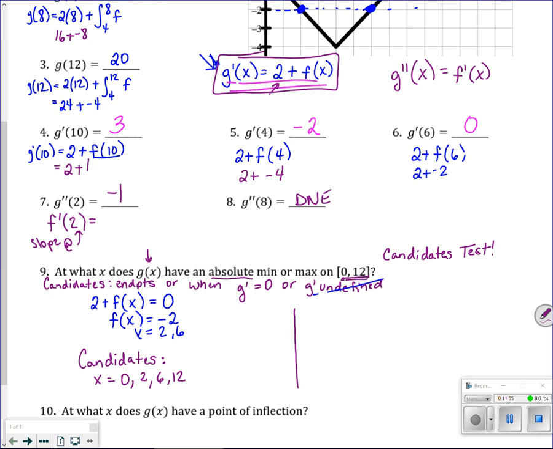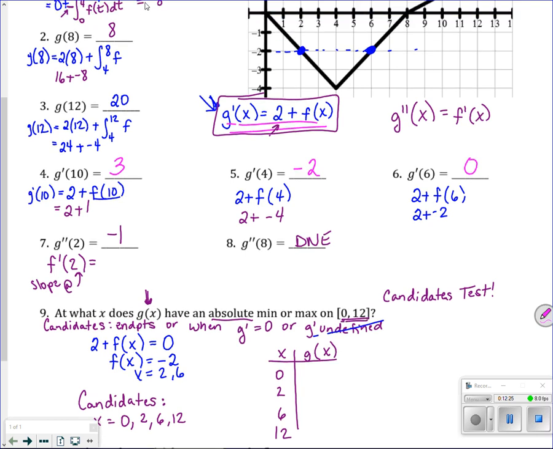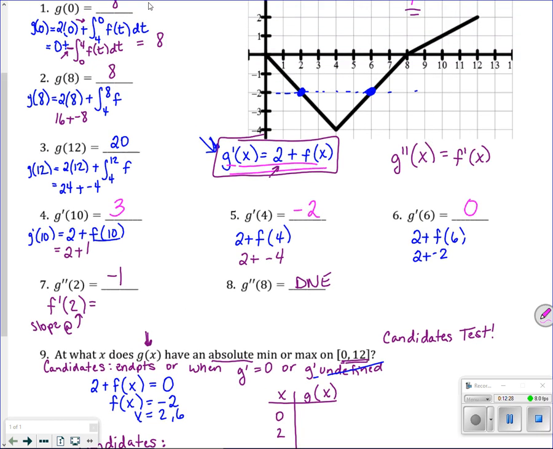So in my chart, remember, on the left I have my candidates. And what goes on the right? What goes on the right is what I am maximizing. Well, I'm trying to find the absolute max or min of g of x, so I have to find g of x. A lot of times with AP, they do refer back to problems you have already done. So if I'm looking for g of 0, do you see that in number 1, I've already found g of 0? I already found that g of 0 was 8.